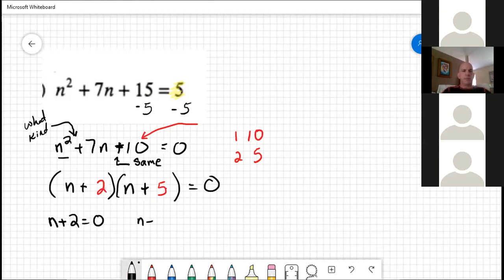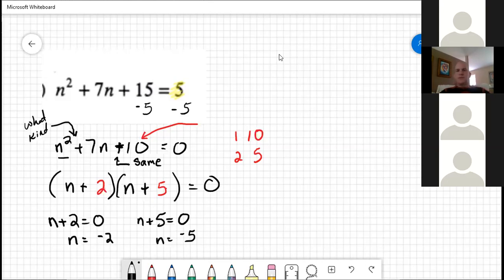Yeah. We're going to split it up into the two equations and then solve each one. So you said this one's going to equal -2, right? Mm-hmm. And this one's going to equal -5. Yep. All right, so thank you very much. You're welcome.